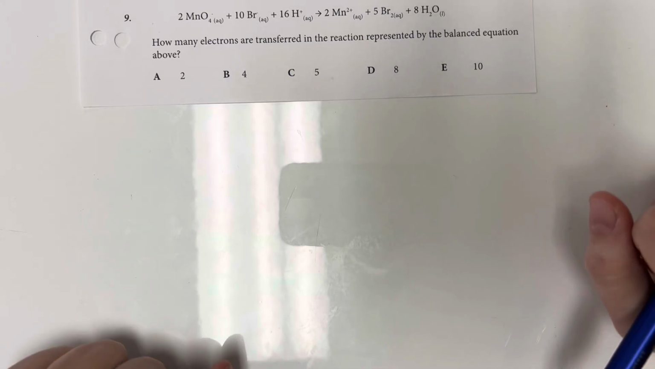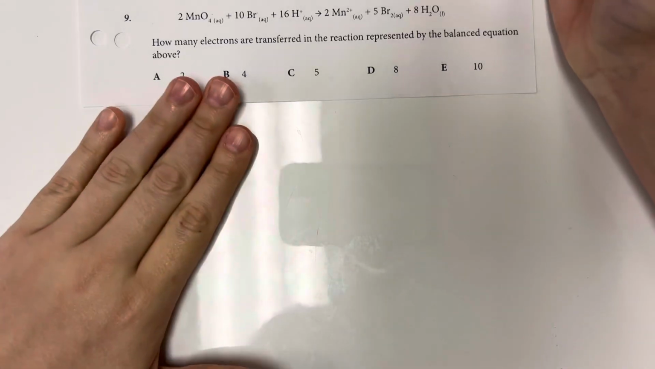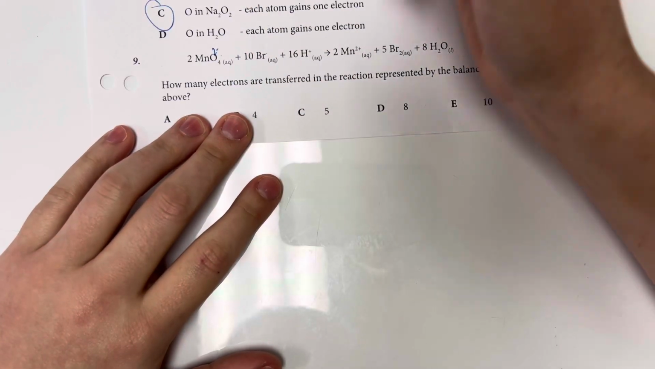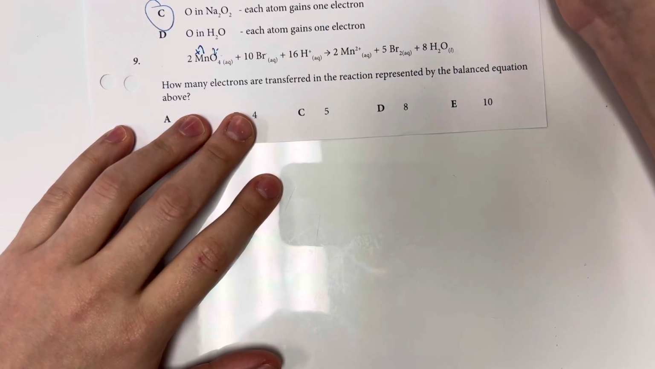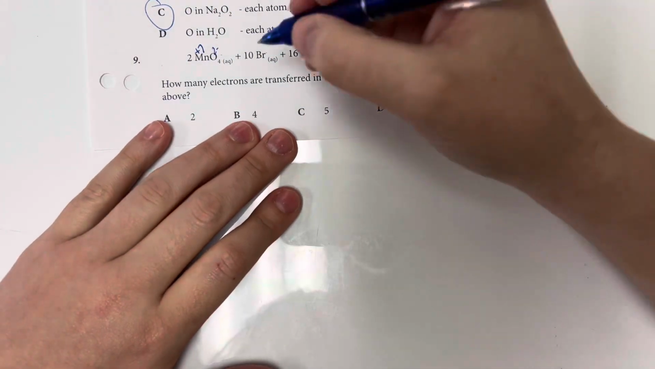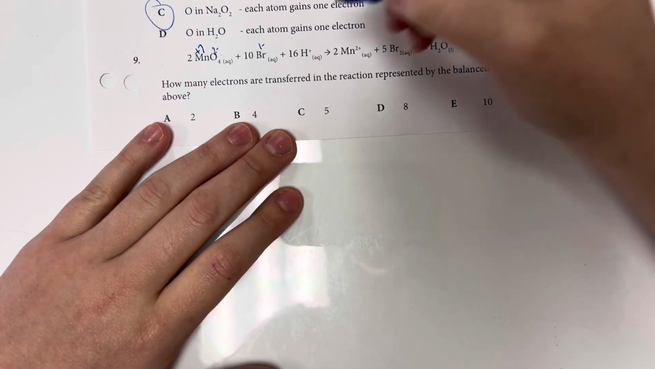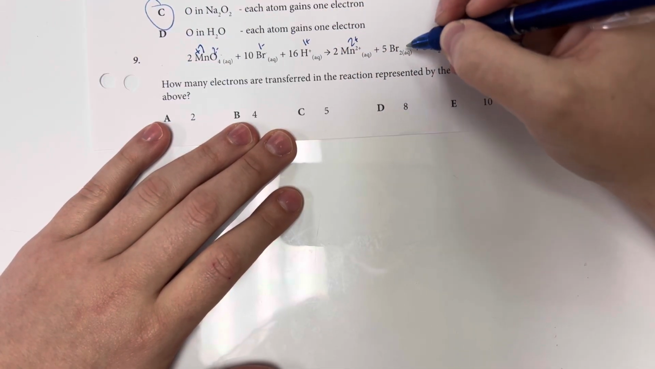How many electrons are transferred in the reaction represented by the balanced equation above? So we are going to go ahead and see what's going on within all of these here. So the oxygen here is going to have a charge of -2. I have 4 of them, but we have a total negative charge of -1, so that means manganese has a charge of +7. Bromine here has a charge stated, so that's going to be -1, and then hydrogen has a charge of +1. Manganese charge stated here.